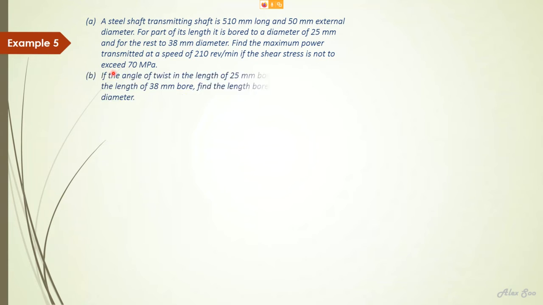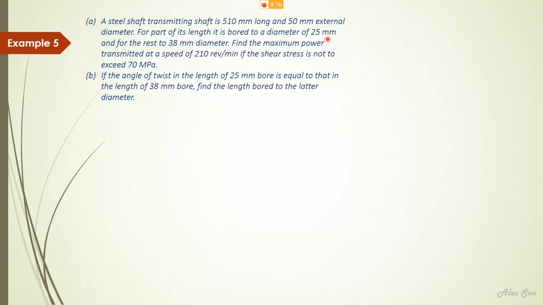That is part A. Part B, if the angle of twist in the length of 25 millimeter bore is equal to that in the length of the 38 mm bore. That means the angle of twist for the first section is equal to the angle of twist of the second section. So you split the shaft, from 510, into two sections.